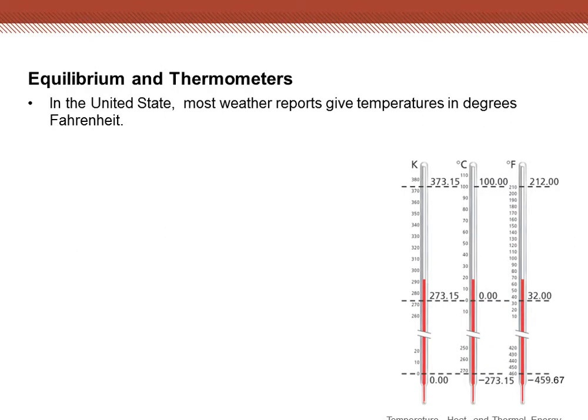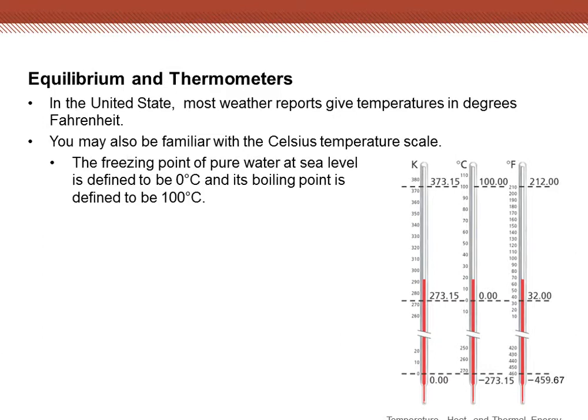In the United States, most of the time we give our temperature in Fahrenheit. And you also may be familiar with the Celsius scale because a lot of countries do use that. Our neighbors to the north in Canada use Celsius, and you can also see that on a lot of our thermometers and digital signs as you drive down the street.